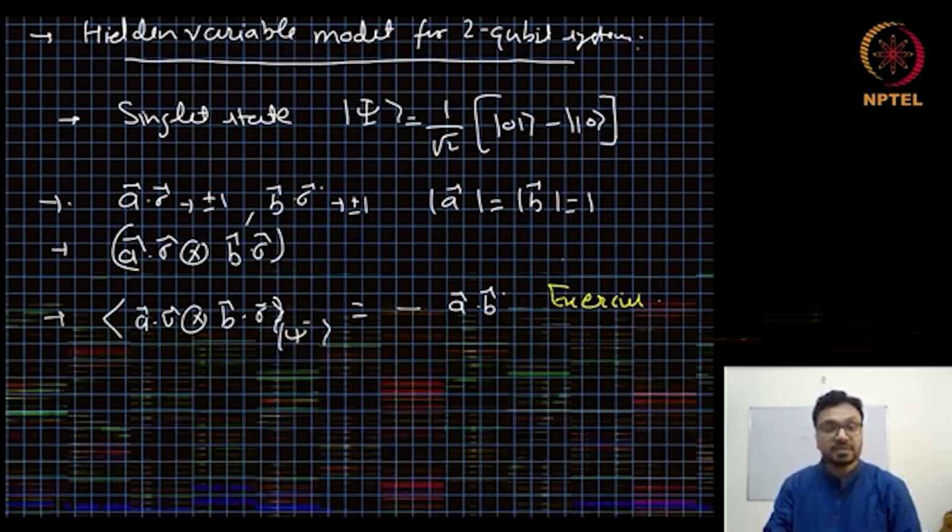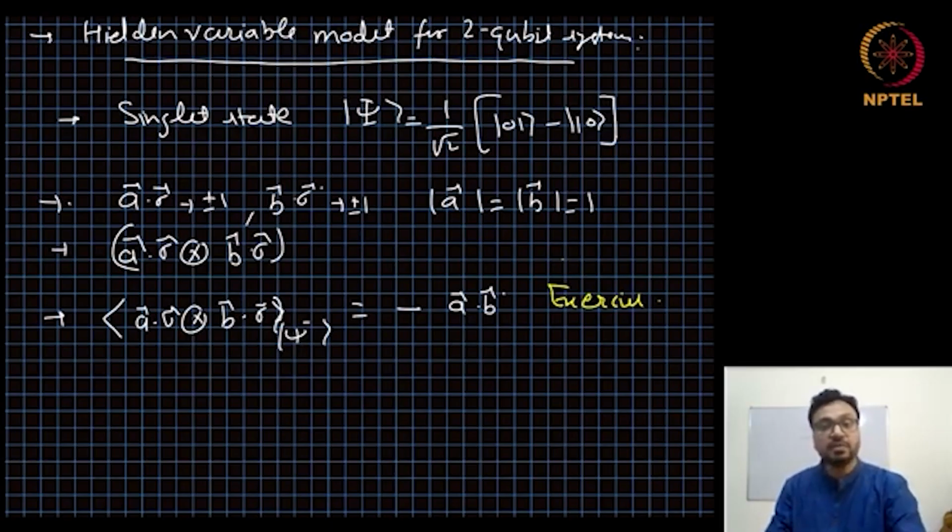Prove that the expectation value of A dot sigma tensor B dot sigma in the state psi minus, the singlet state, is minus A dot B.